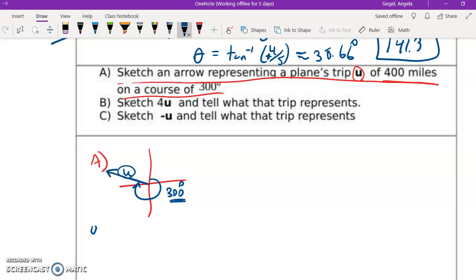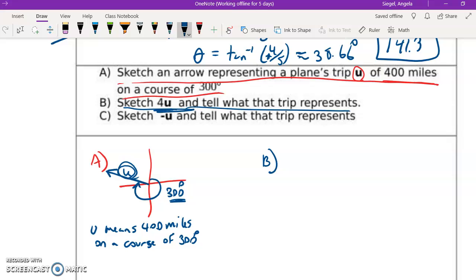So I'm going to say that. U means 400 miles on a course of 300 degrees. So when you're dealing with vectors, don't forget you've got different pieces to it. You're talking about the magnitude and the direction there. Okay, so let's go on to B. So B says sketch 4 times u, and tell what that trip represents.